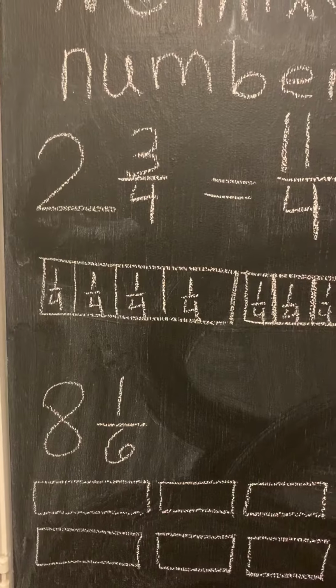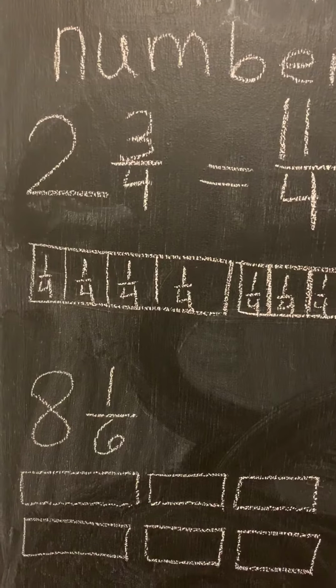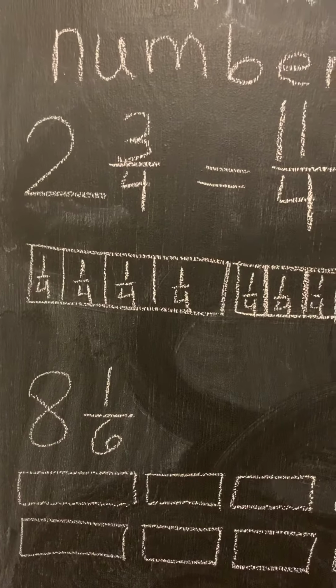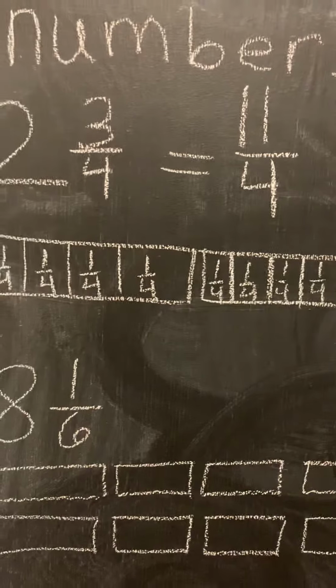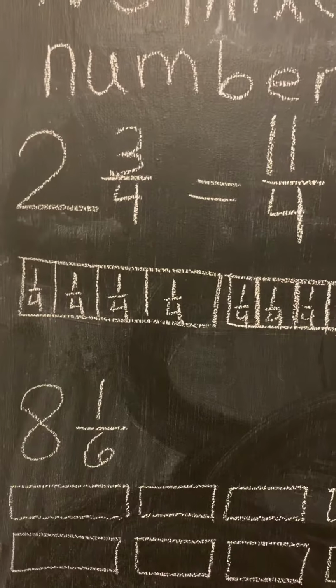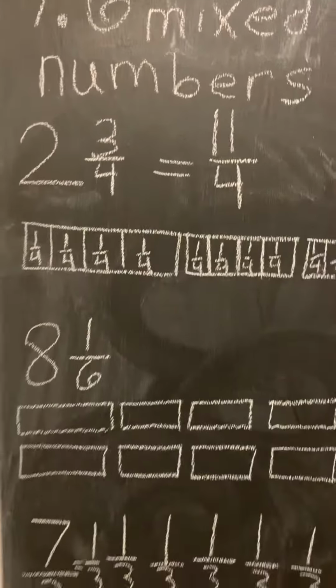We know that we've got to work with 4 as our denominator, so we're going to chop these wholes up into groups of 4, and we're going to count all of our 1/4. There were 11. Our new fraction is 11/4. 2 and 3/4 equals 11/4.